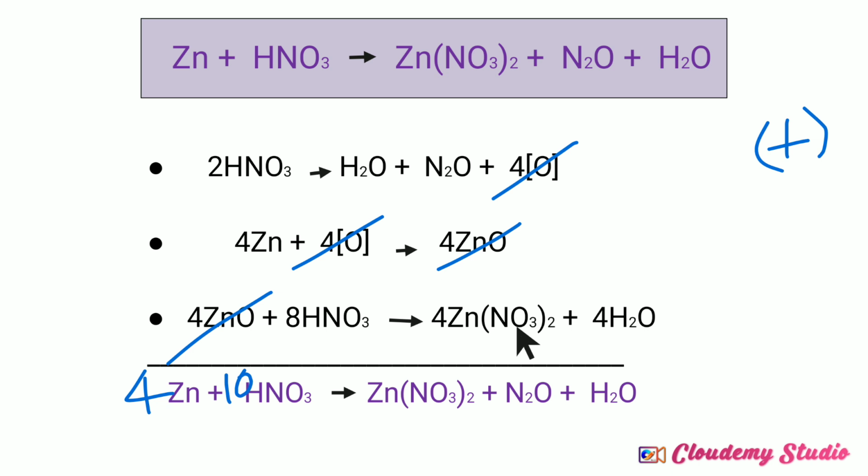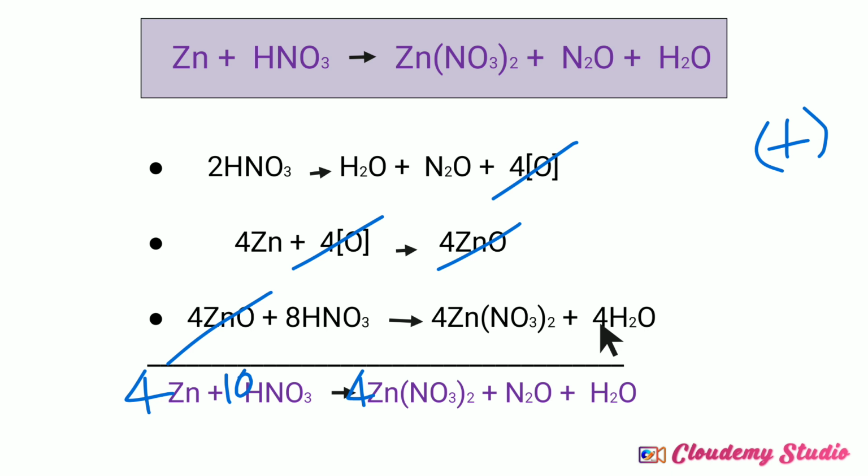Now we need to write the substances left out on the product side. What are the substances left out? That is 4 moles of zinc nitrate, that we need to write. Then 1 mole of nitrous oxide, N2O, is left out. This we have already written.